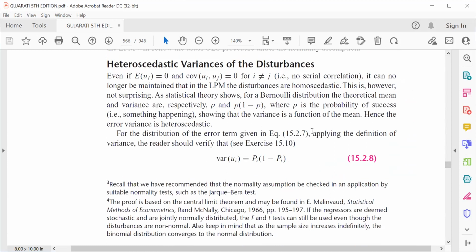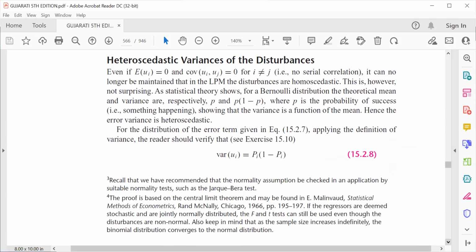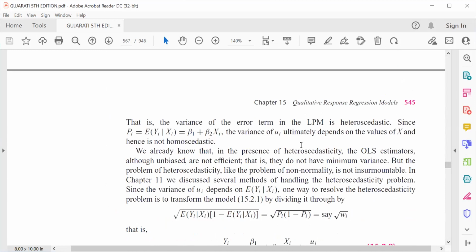For the distribution of the error term given in equation 15.2.5, applying the definition of variance, the variance is pi times 1 minus pi, in equation 15.2.6. The variance of the error term in the linear probability model is heteroscedastic, since pi is the expected value, the conditional mean, beta 1 plus beta 2 x_i. The variance of u_i ultimately depends on the value of x, and hence it is not homoscedastic. This means the variance will become bigger and bigger if the value of x increases.